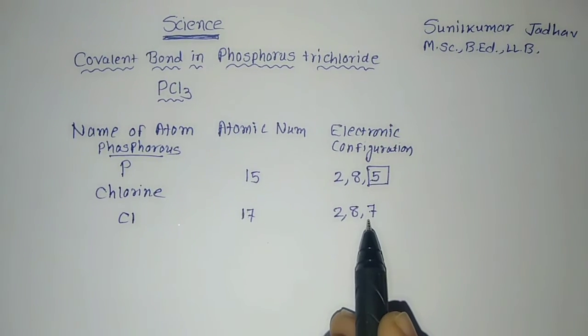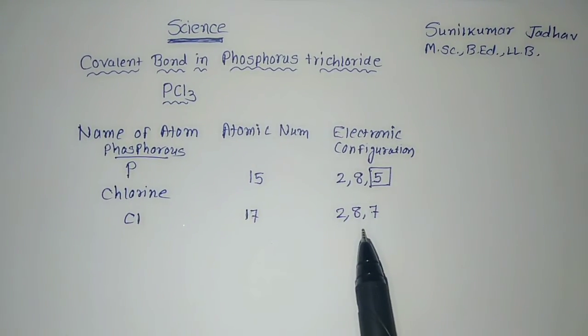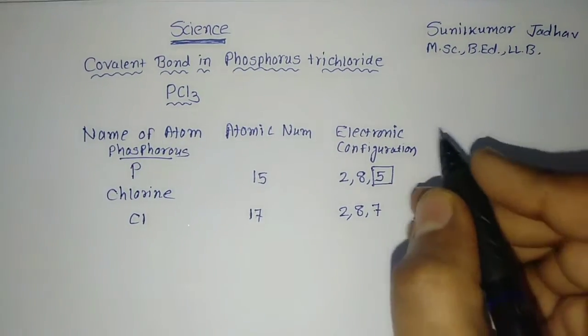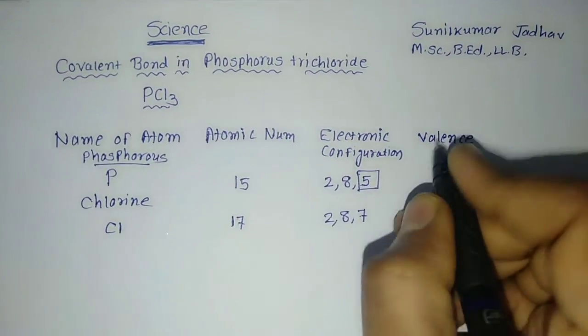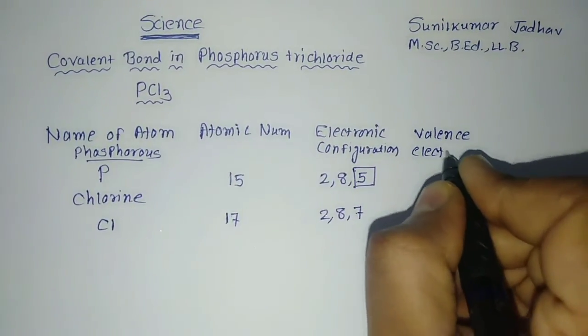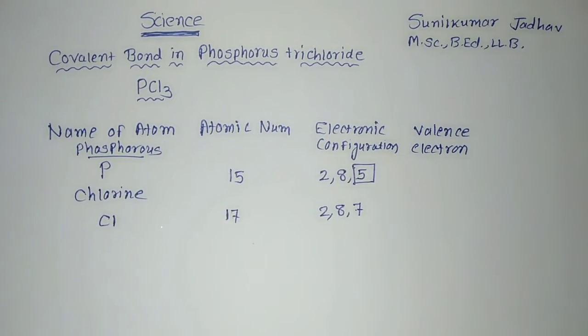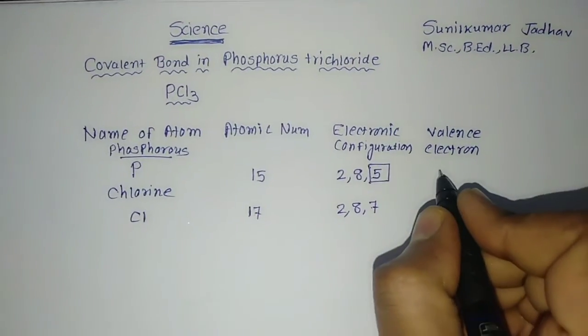But in this case, you can see this is the electronic configuration we have written. But we are showing valence electrons in the electron dot structure. So I will add it. Valence electron. What is the meaning of valence electron? Valence electrons are those electrons which take part in bonding. So here the valence electrons will remain the same.